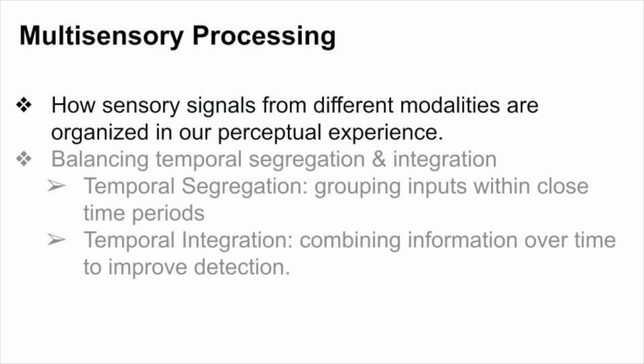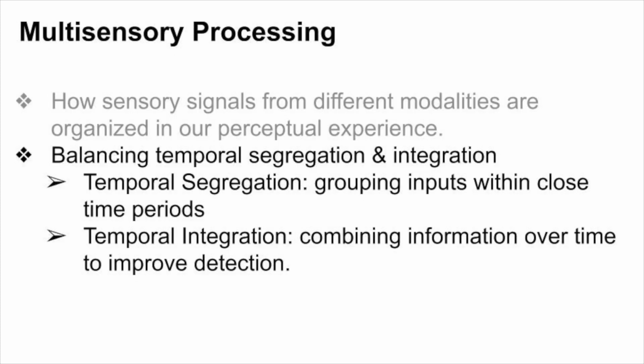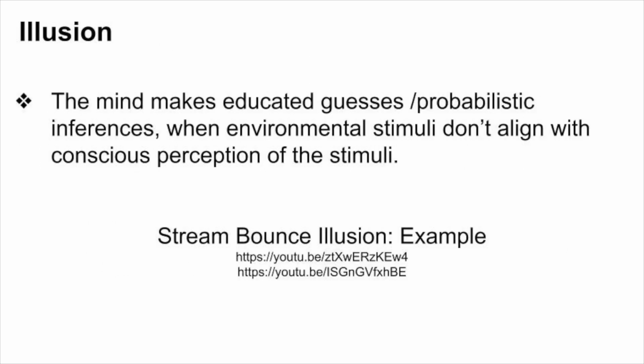First, what is multisensory processing? It's how sensory signals from different modalities are organized in our perceptual experience. It is important to balance temporal segregation and integration as it impacts how these different modalities get organized in our perceptual experience. Sometimes, though, the stimuli and conscious perception of that stimuli by the mind don't quite align. So the mind uses educated guesses or probabilistic inference, which leads us to the idea of illusions.